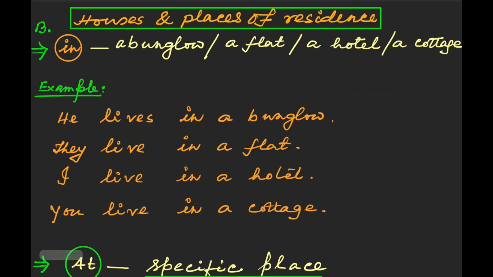Now we'll see how these two prepositions at and in are used before houses and places of residences. In is used before a bungalow or a flat or a hotel or a cottage. See the example. He lives in a bungalow. They live in a flat. I live in a hotel and you live in a cottage. So in is used before a bungalow, a flat, a hotel or a cottage.